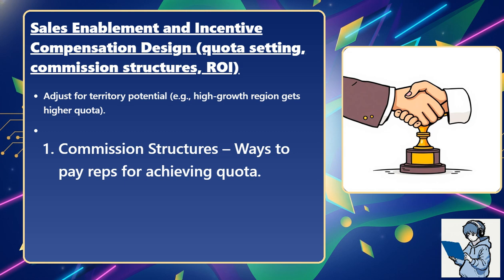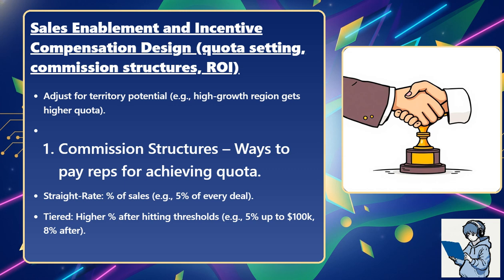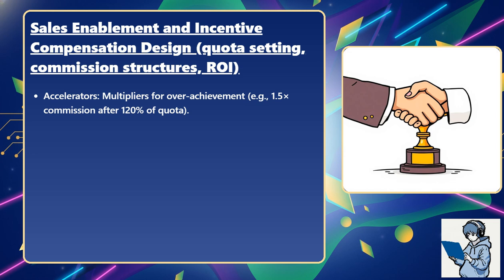2. Commission structures: ways to pay reps for achieving quota. Straight rate: percent of sales, for example 5% of every deal. Tiered: higher percent after hitting thresholds, for example 5% up to $100,000, 8% after. Accelerators: multipliers for overachievement, for example 1.5 times commission after 120% of quota. Residuals for subscription models: a percent of recurring revenue each month.